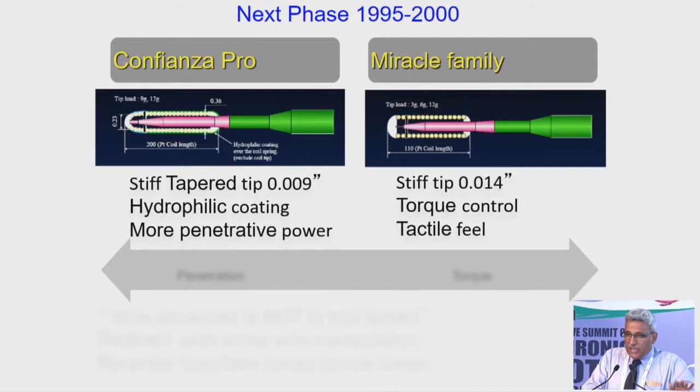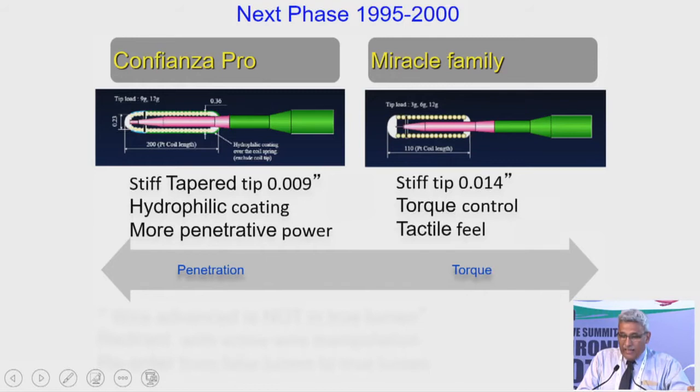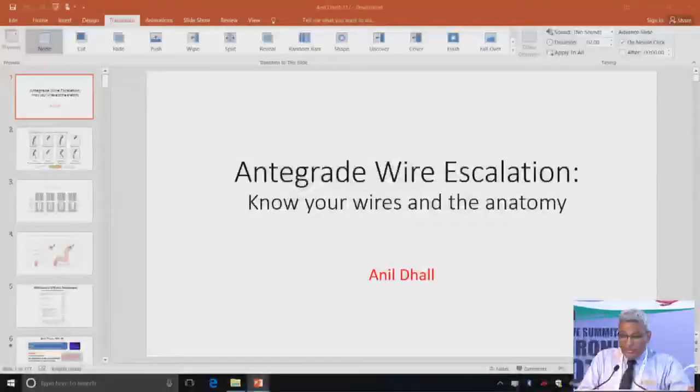Now, most of the time, the beginning is always an antegrade, and traditionally, till the early 2000s, we knew that there were 2 sets of wires and 2 penetrative techniques which we used.